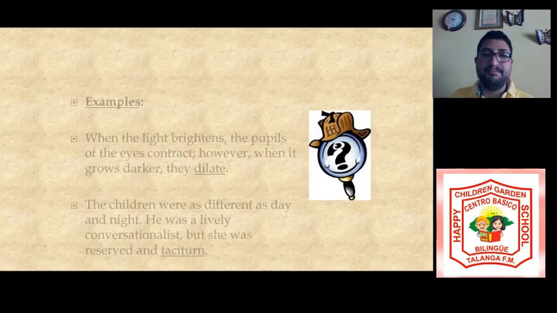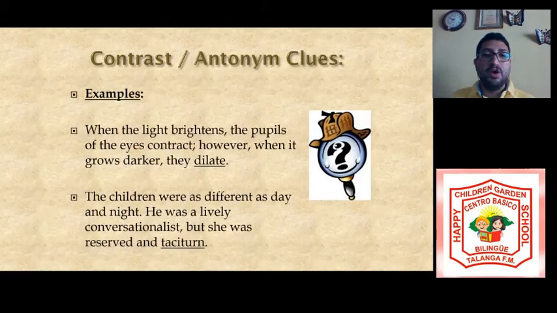Let's see another example. Okay, so we got: when the light brightens, the pupils of the eyes contract. However, when it grows darker, they dilate. So what is the meaning of dilate? When the light brightens, the pupils of the eyes contract. However, when it grows darker, they dilate.